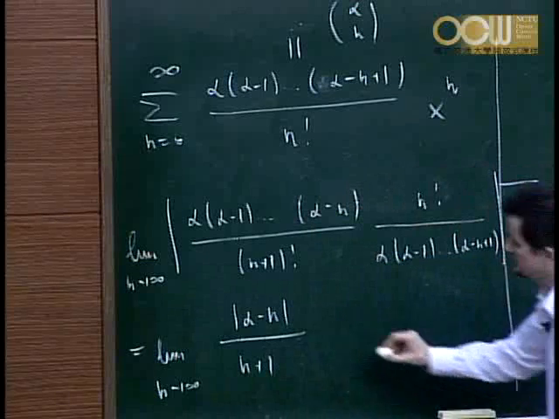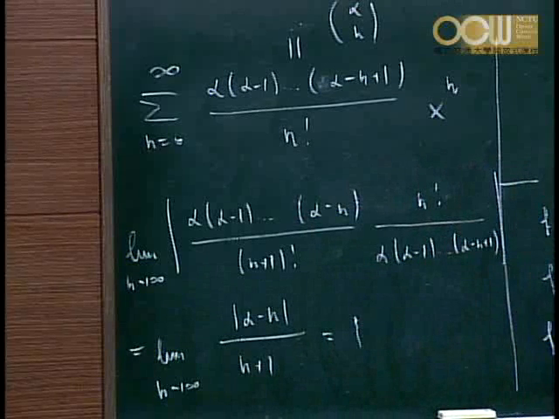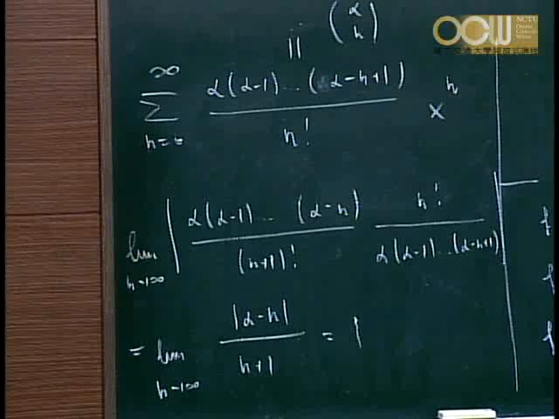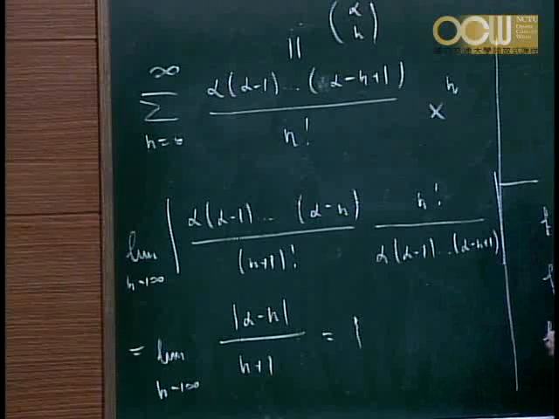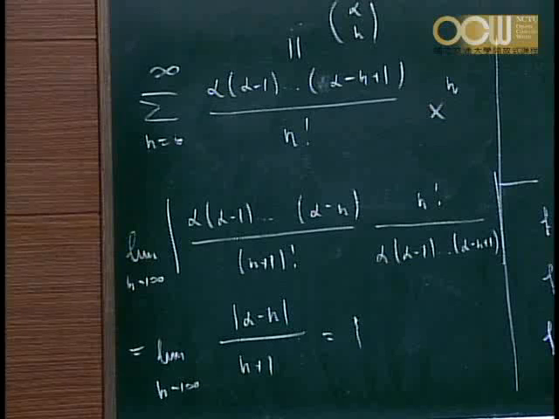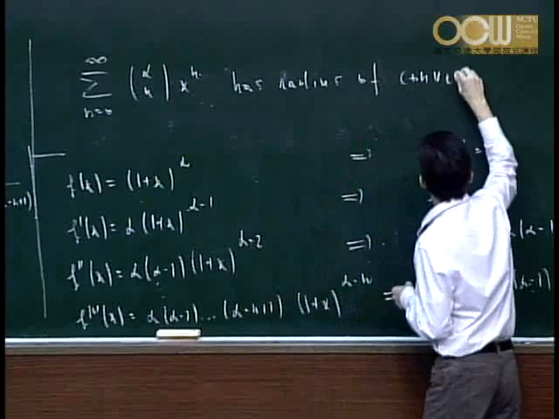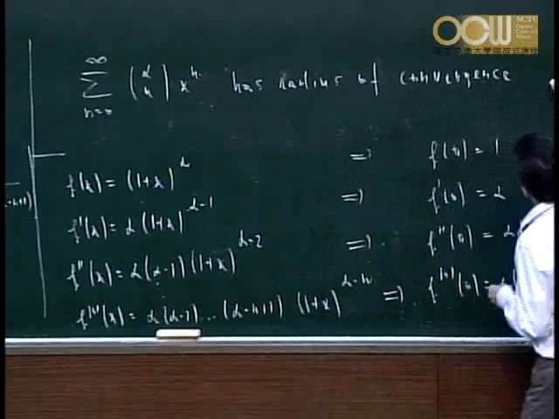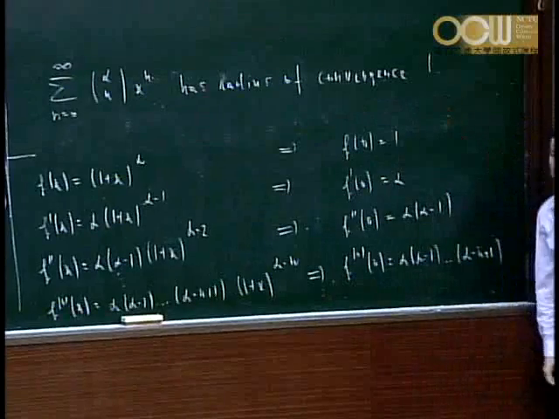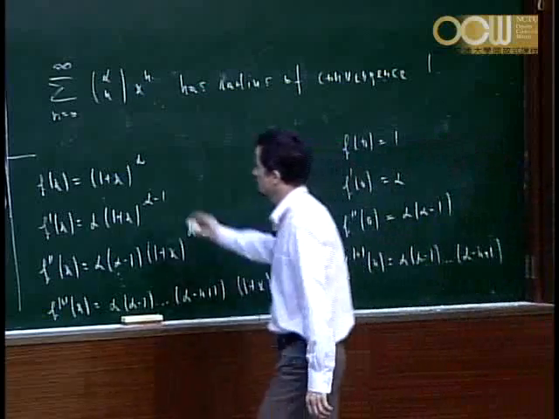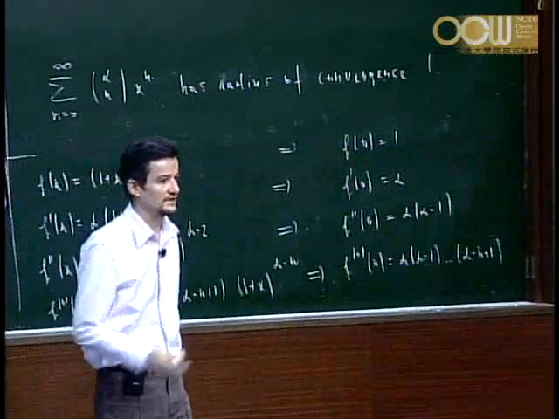Okay, and you see easily this is 1. So you see that the radius of convergence is 1. So we see that this power series, the Maclaurin series of our function, has radius of convergence one. Okay, so this series is convergent on the interval, at least inside the interval from -1 to 1.